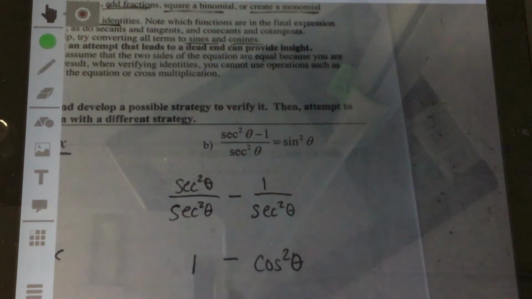And then this one you might have recognized already or memorized already. 1 minus the cosine squared, from this Pythagorean identity, equals the sine squared. So that's what we're trying to get it to equal, so that's our proof of it there. So that would be verifying that identity. We verified that this always equals the sine of theta squared.